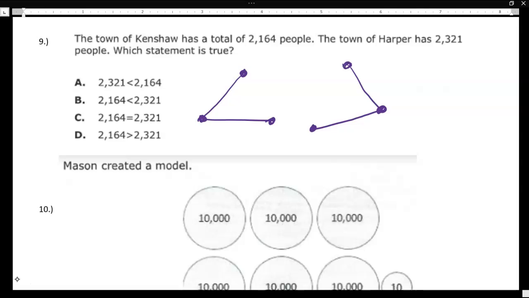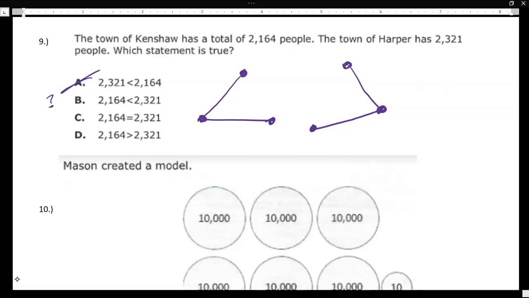So look at A. 2,321 is less than 2,164. Okay? B. 2,164 is less than 2,321. Okay?